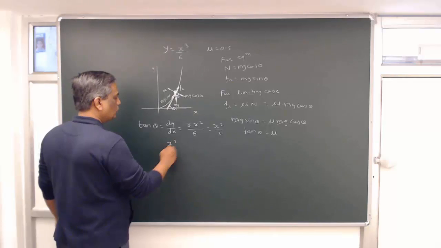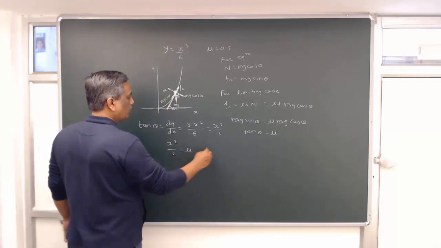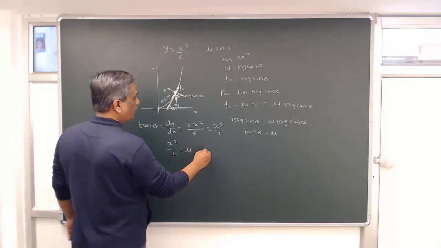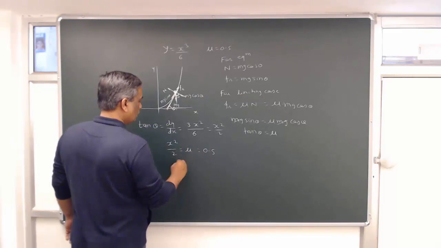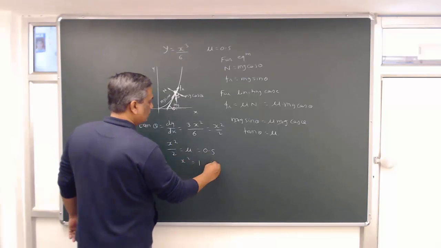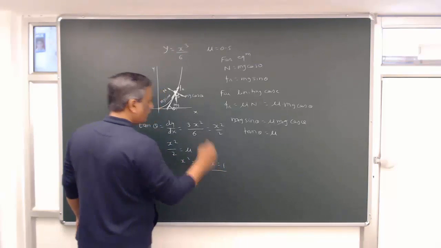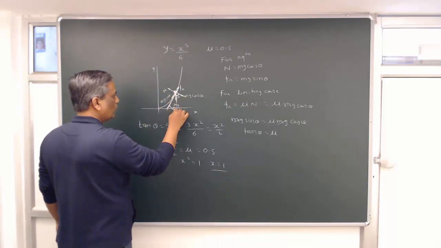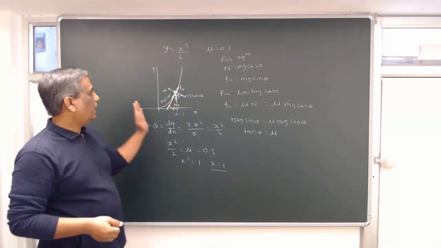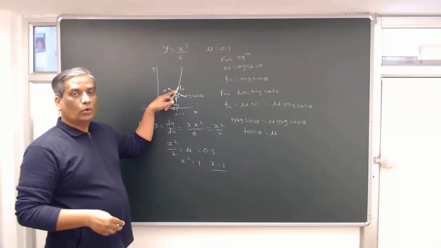Right? So now I got tan theta as x square by 2 and tan theta is also equal to mu. So x square by 2 I can equate to mu. So mu is given to be 0.5. So x square becomes 1. So x becomes 1. Right? So at x equal to 1, that's the maximum. At x equal to 1, this is going to be at the maximum height.